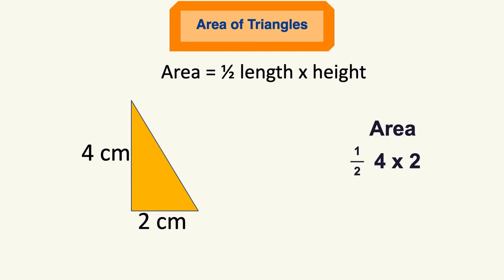Let's multiply the factors 4 and 2. 4 times 2 gives us a product of 8. Now we ask ourselves, what is half of 8? Or what is 8 divided by 2? When we do that, we get the number, or the answer, 4.